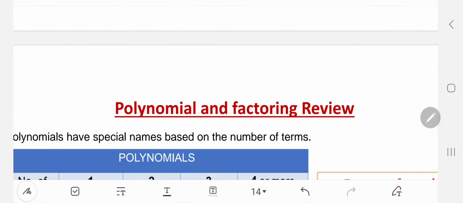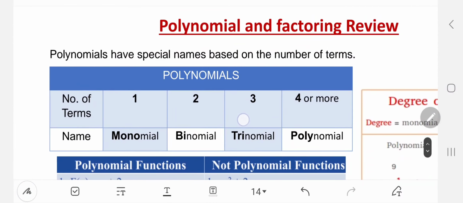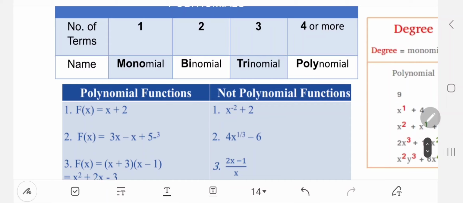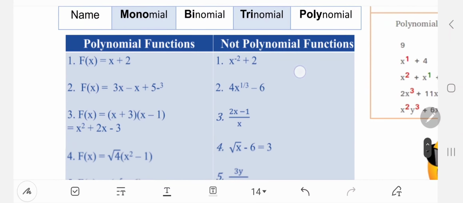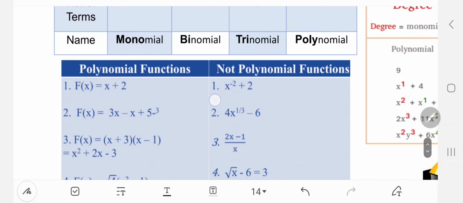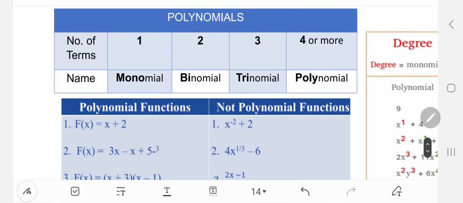And factoring review. What's a polynomial? Let's see these. These are called polynomials. Each one of them is called a polynomial, and these are not polynomials. So, together, what are the polynomials? One term monomial, two terms binomial, three terms trinomial, and four terms or more, we call it polynomial. Very good.